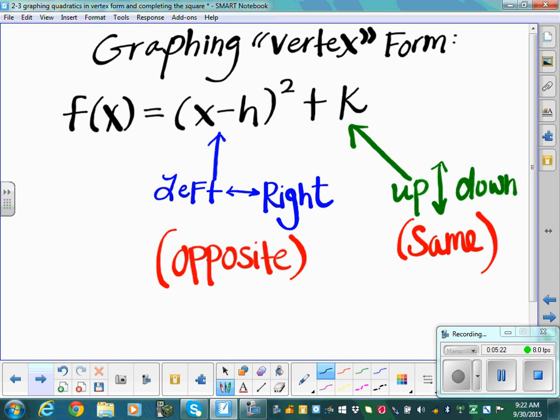And then this is our shift up and down. So this is going to stay the same. This is what's added on the outside of the parentheses. It'll be our shift up and down, and that will stay the same. So get that down, and then we'll continue. I'll make a point here.